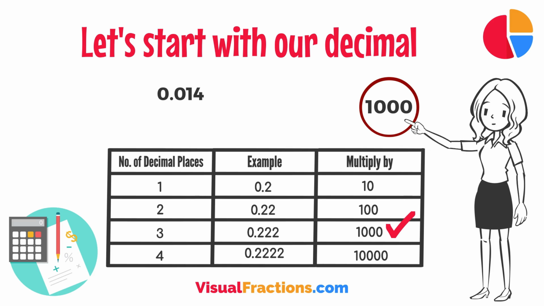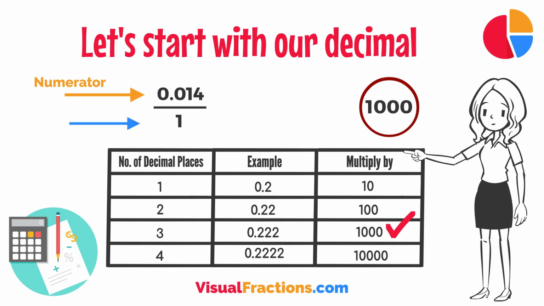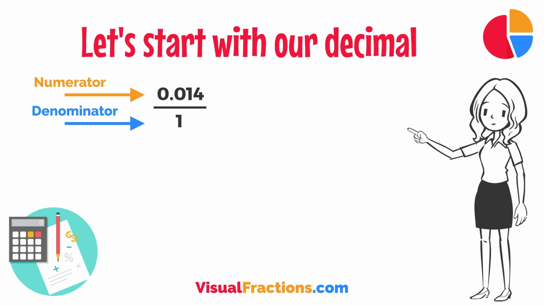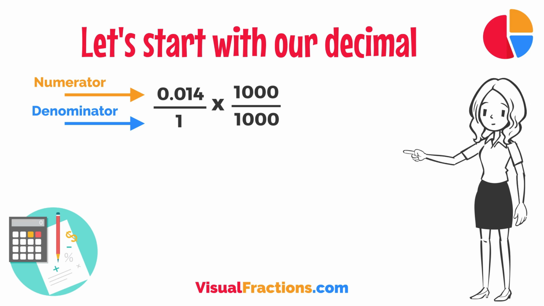To convert this decimal into a fraction, you initially put 0.014 over 1, essentially treating the decimal as the numerator in a fraction where the denominator is 1. This sets up the conversion process where we multiply both the numerator, 0.014, and the denominator, 1, by 1000 because there are 3 decimal places. So, 0.014 times 1000 gives us 14, and 1 times 1000 gives us 1000. This translates 0.014 to the fraction 14 over 1000.